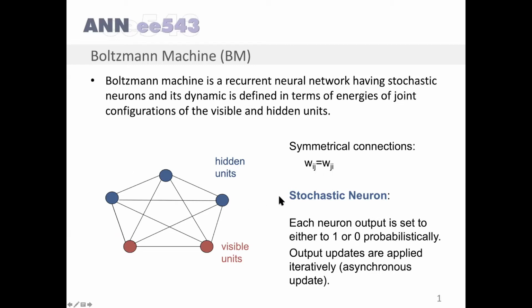In the network, we have stochastic neurons. Each neuron output is set either to 1 or 0 probabilistically. Output updates are applied iteratively in an asynchronous way.